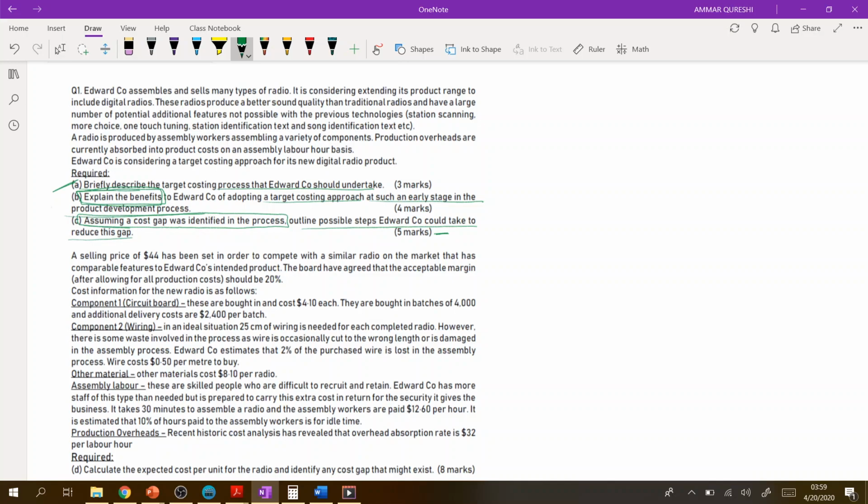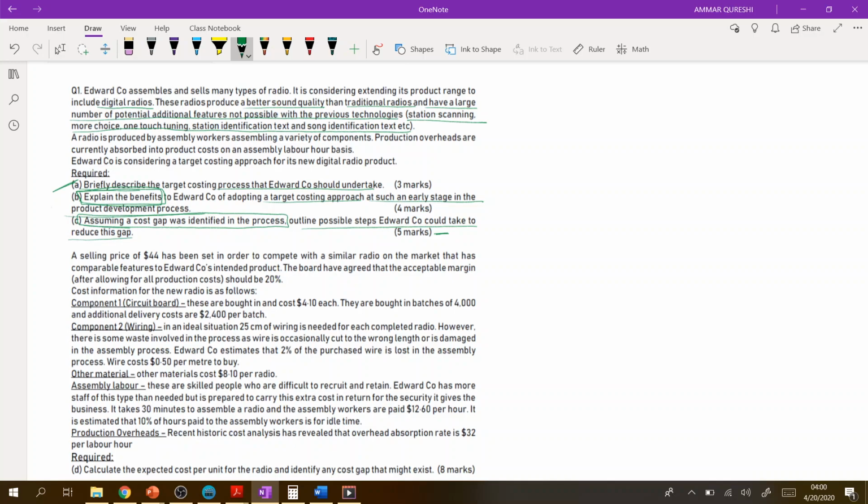Edward Company assembles and sells many types of radios. It is considering extending its product range to include the digital radio. So we are going for another type of radio. These radios produce a better sound quality than traditional radios and have a large number of potential additional features not possible with the previous technologies, such as station scanning, more choices, one-touch tuning, station identification text, and sound identification text, etc. So we are offering multiple new facilities to the customer which were not present in the previous kind of radio. So that is a new product in the market.